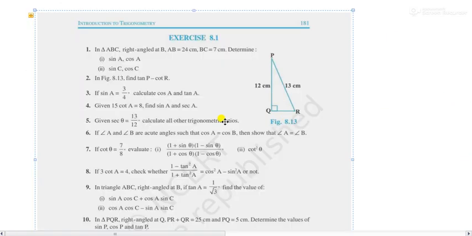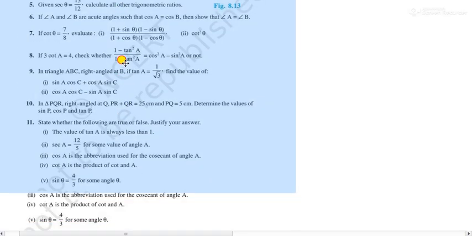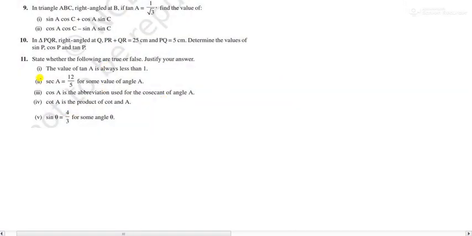Moving to the last main question. Okay, it is question number 11 and they have given: state whether the following are true or false. Justify your answers as well. Hardly will you get this type of question in the exam, but let us check. The value of tan A is always less than 1. Is this possible?